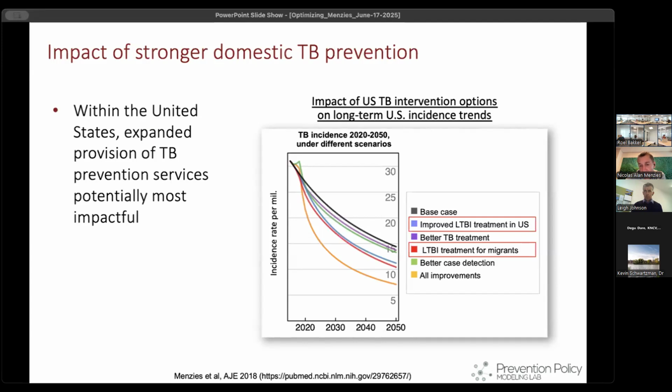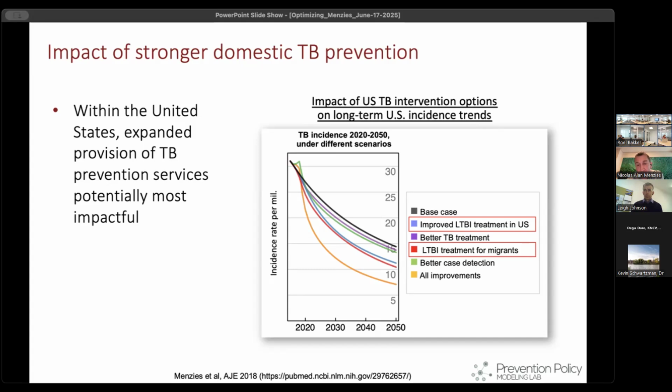Those two interventions which have the greatest impact, the blue and the red line, both are focused on better preventive treatment. Either TPT provided to migrants as they enter the country, which is the red line, or improved TPT access within the United States, which should be interpreted in light of the fact that most of the people eligible for TPT in the United States are migrants. Certainly individuals with HIV, individuals with end-stage renal disease. There are certainly other indications, but the large majority of those eligible for TPT in the United States are migrants.